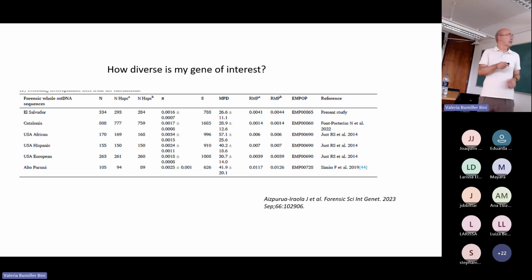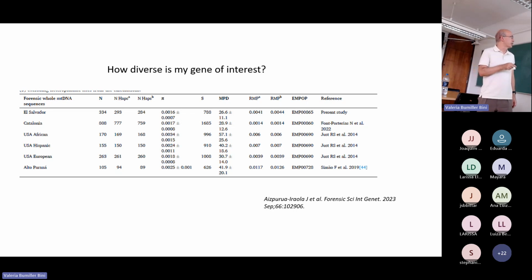Okay, so what are these columns here? We have here sample size, number of different haplotypes. This is mitochondrial DNA, so sometimes there are some types of variation that you can count or you cannot count. So this is the difference between these two columns. Of course, number of different haplotypes is strongly dependent on sample size. So by itself, it doesn't tell us much.